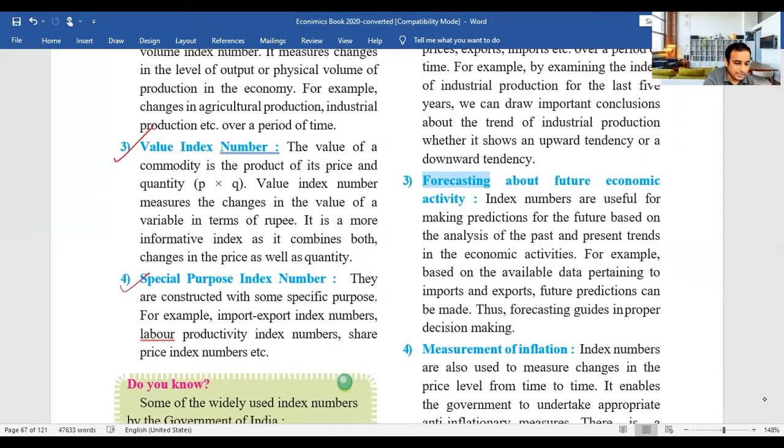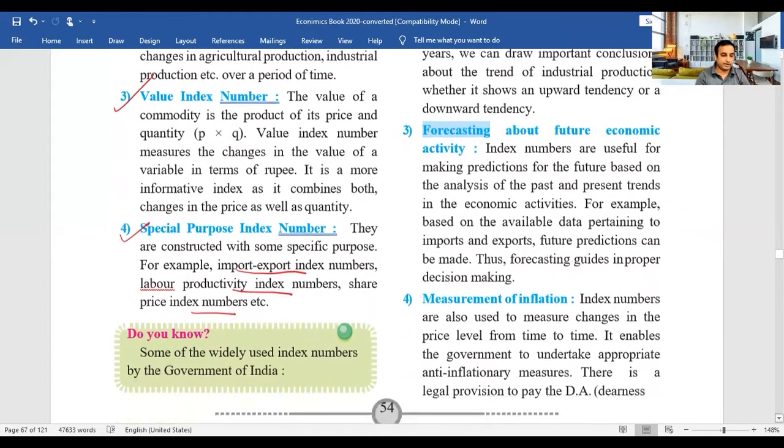And special purpose index numbers are prepared with some specific objective. For example, import export index number, productivity index number, share price index number, etc.